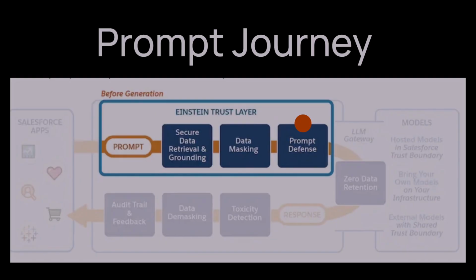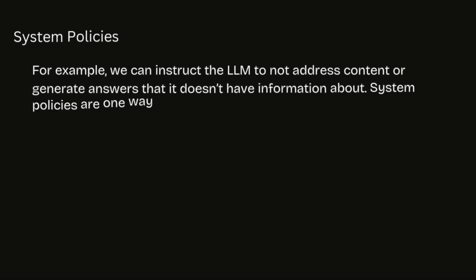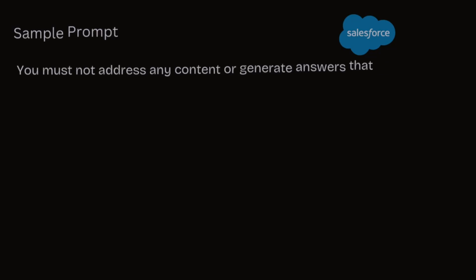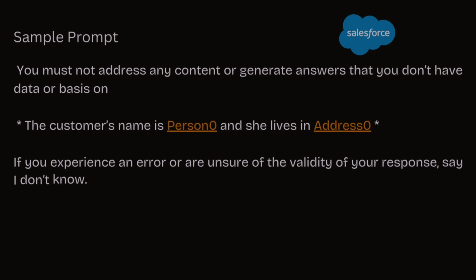Data masking is followed by data defense, which helps to decrease the likelihood of the LLM generating something unintended or harmful by adhering to system policies. System policies are a set of instructions for an LLM model to behave in a certain manner to build trust with the user. For example, we can instruct the LLM model to not address content or generate answers that it doesn't have information about. System policies are one way to defend against jailbreaking and prompt injection attacks. See this instruction as an example. The LLM model is specifically instructed to not add content or generate answers if it is unsure of the validity of the response.